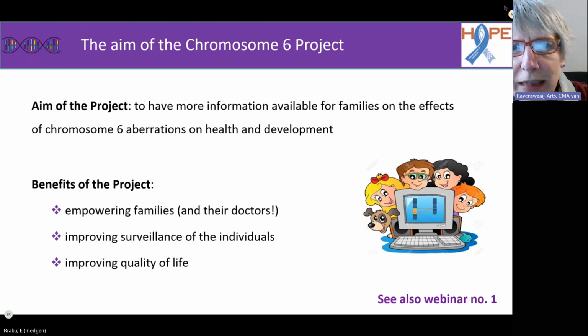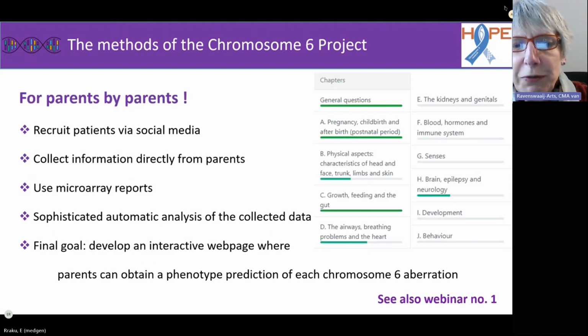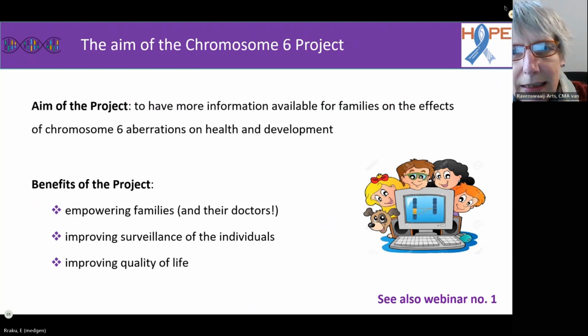As explained before, the aim of the Chromosome 6 project is to have more information available for families on the effects of chromosome 6 aberrations on health and development. And today we'll discuss the effect of deletions of chromosome 6 that involve the TAP2 gene. What we want with this project is that there is more information for both families and doctors, and that will help them improve quality of life of these children by improving the surveillance. Next slide.